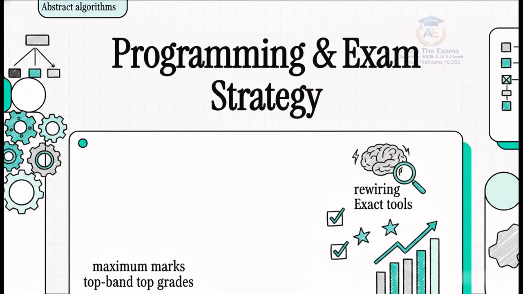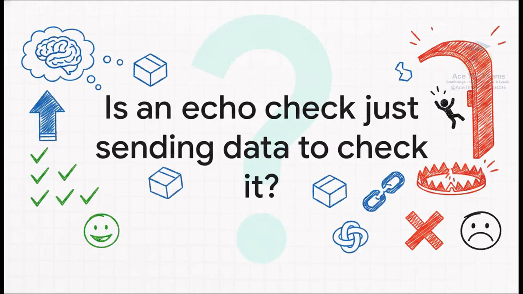We are literally going to rewire how you look at exam questions and hand you the exact tools you need to secure those top band grades. So, let's get started. Take a look at this answer real quick. An echo check is when the computer sends data and checks if it matches.